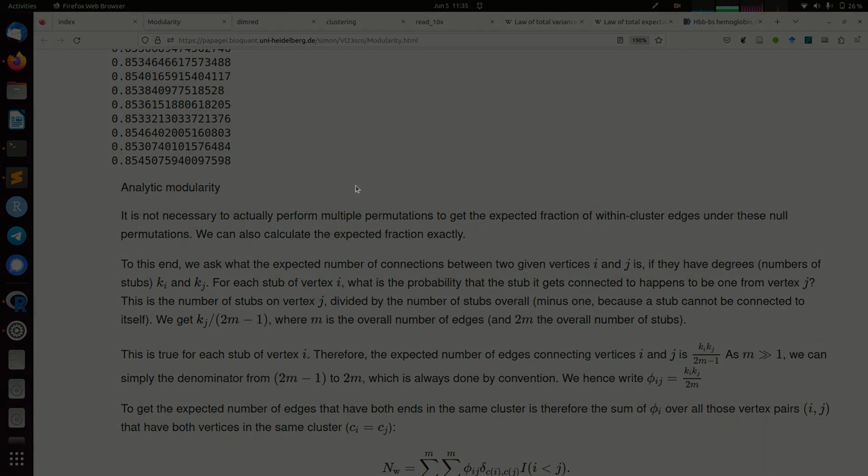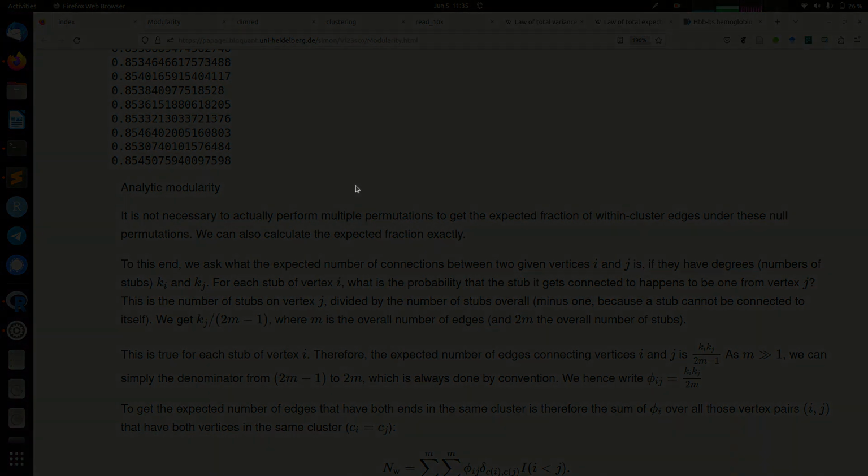And this sum runs over all those vertices where the cluster of vertex i is the same as the cluster of vertex j. And just to be clear, I also write i smaller than j to make clear that each vertex pair should only be counted once. So ij and ji should be counted only once. And now this is the total expected number of edges within the cluster.